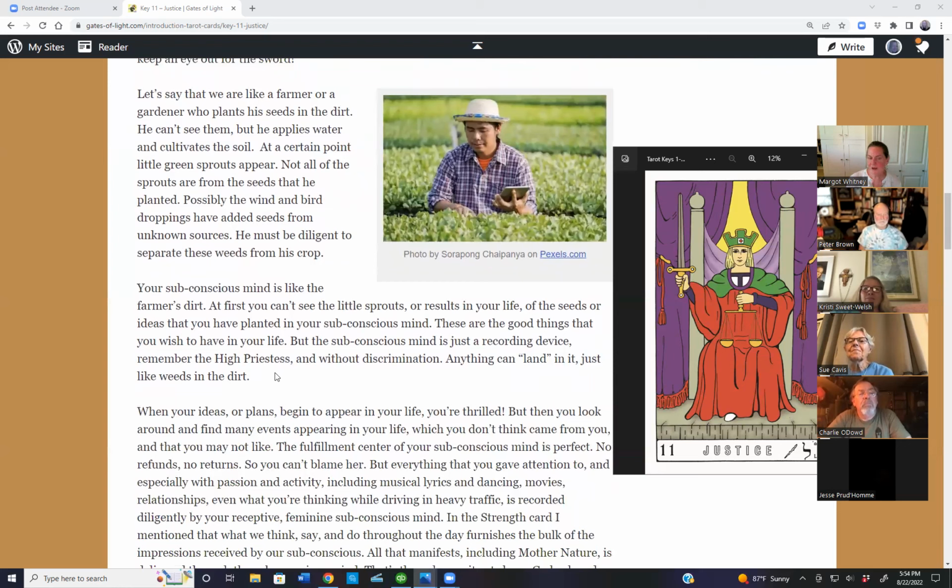Your subconscious mind is like the farmer's dirt. At first, you can't see the little sprouts or results in your life of the seeds or ideas that you have planted in your subconscious mind. These are the good things that you wish to have in your life. But the subconscious mind is just a recording device.